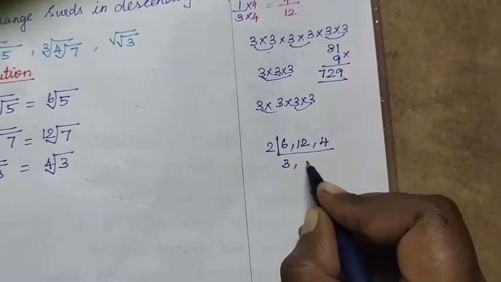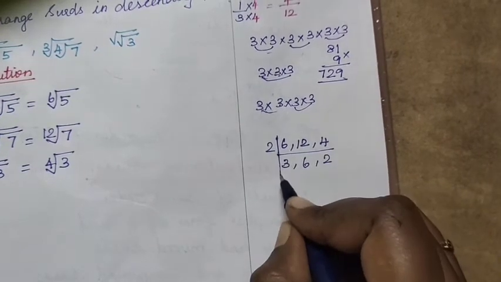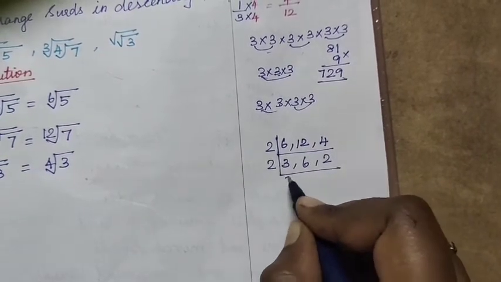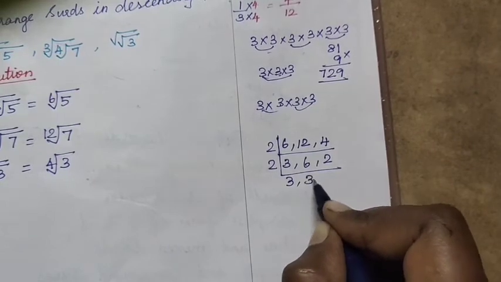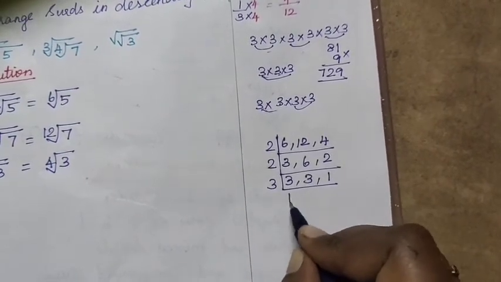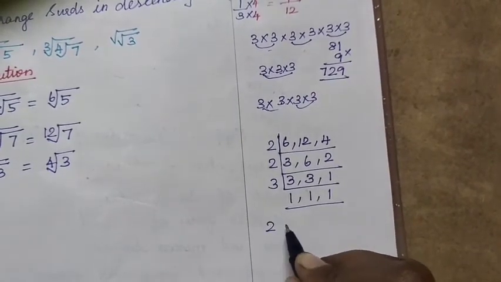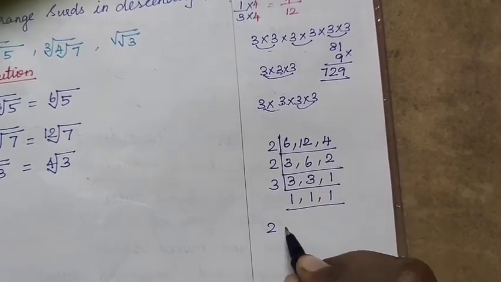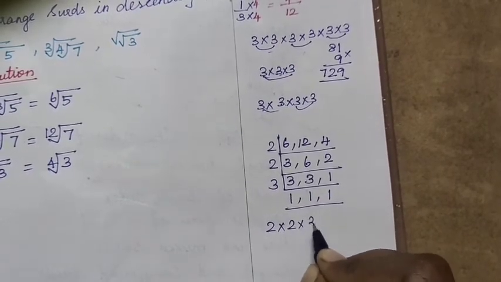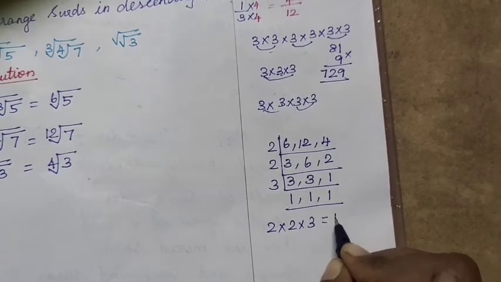Three 2s are 6, 6 2s are 12, 2 2s are 4. Again second table, 3 2s are 6, 1 2 is 2. Then third table, 1 3 is 3, 1 3 is 3, 1. So the LCM of 6, 12 and 4 is 2 into 2 into 3. 2 2s are 4, 4 3s are 12.